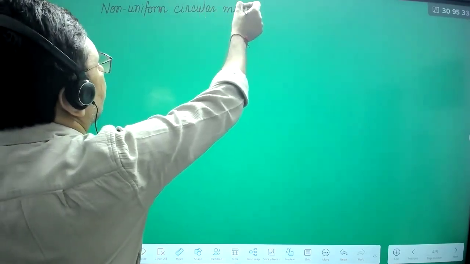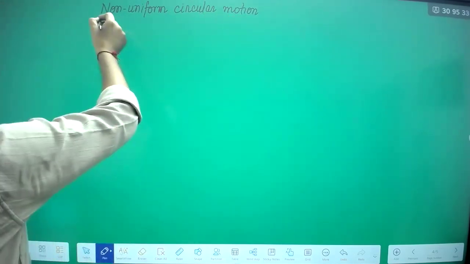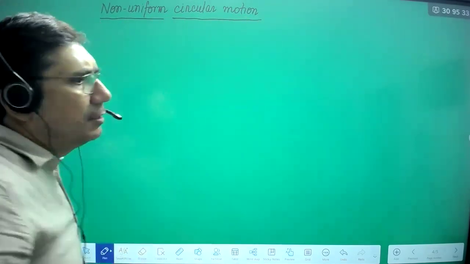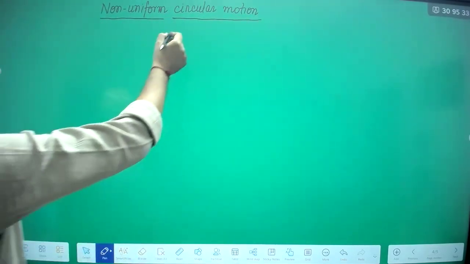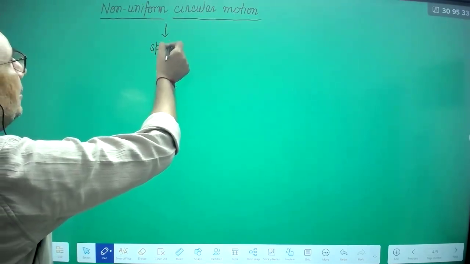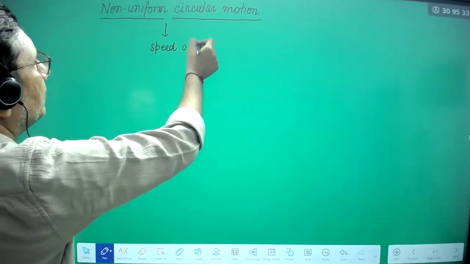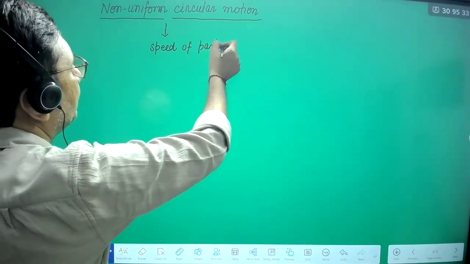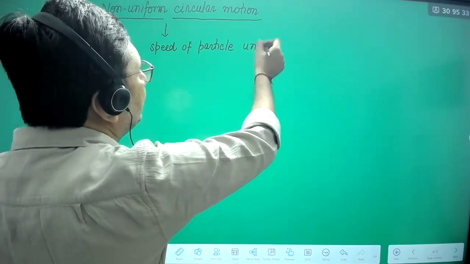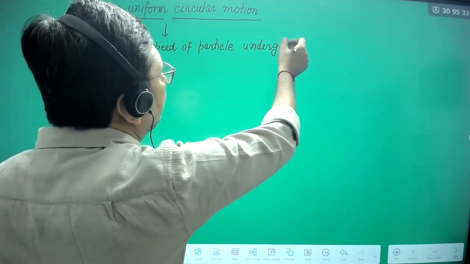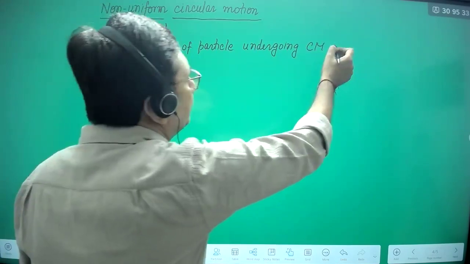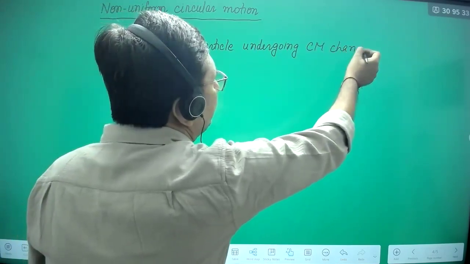Non-uniform circular motion. Non-uniform circular motion are those in which the speed of the particle undergoing circular motion changes. So here, non-uniform circular motion means the speed of the particle undergoing circular motion changes. Why is it changing?